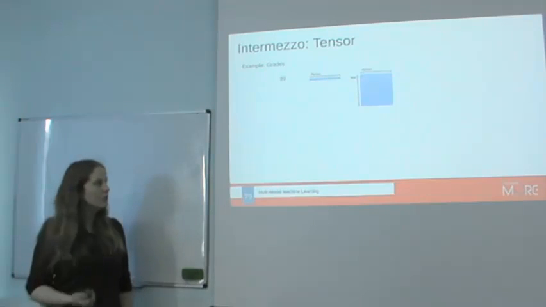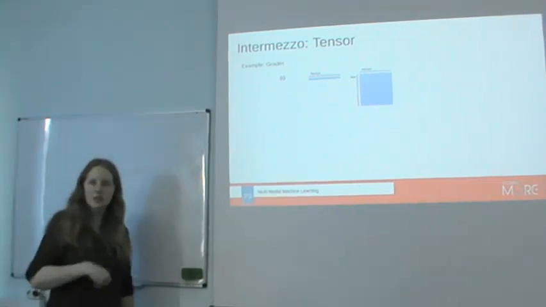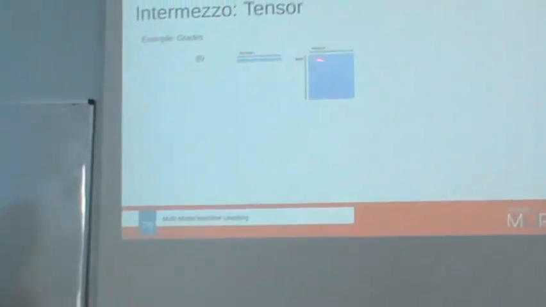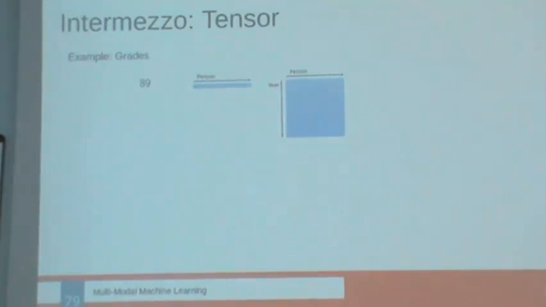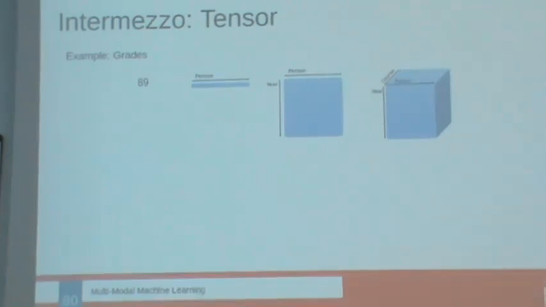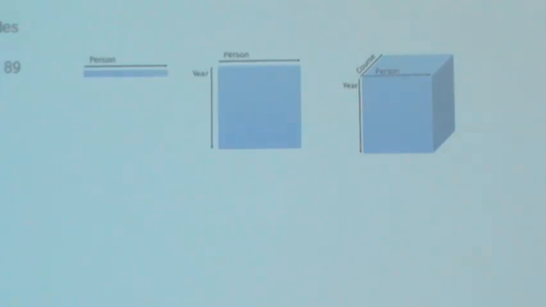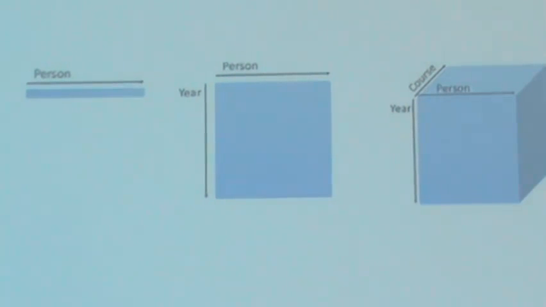Now imagine that you don't only have for each person a grade, but you have for each person a grade in each year. Okay, you can still represent it by a matrix. Each row will be a different person, and the columns will be the year. Okay, easy to represent. But then, okay, it gets a little bit harder. We have a grade for each person, for each year, on each course. It gets a bit more difficult to represent it, and in this case we will use a cube. So for each person, for each year, and for each course, and we have a grade.